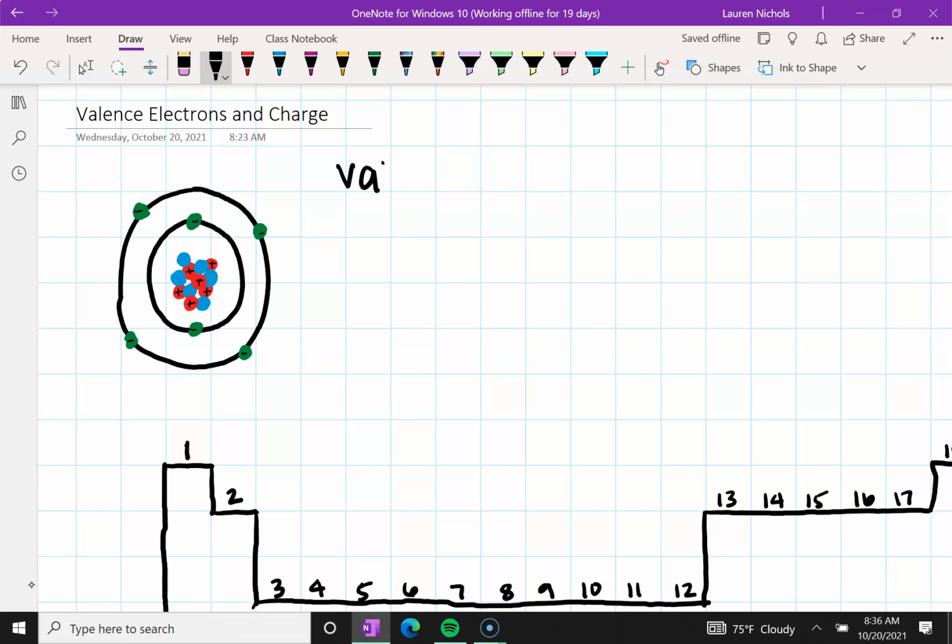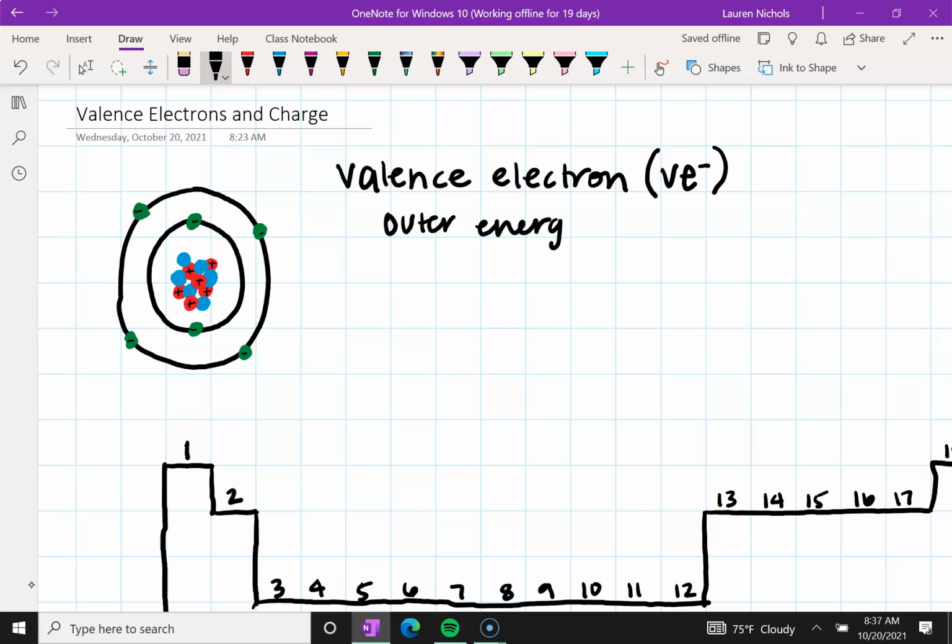So first of all, what is a valence electron? Remember, a valence electron is symbolized by a V, an E, and then the negative symbol as an exponent. That's because the E with the negative sign is the symbol for electron, so you just put a V in front for valence electron. These are the electrons in the outer energy level, or the highest energy level.